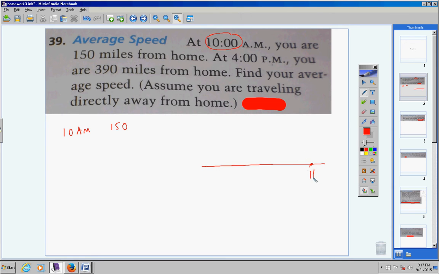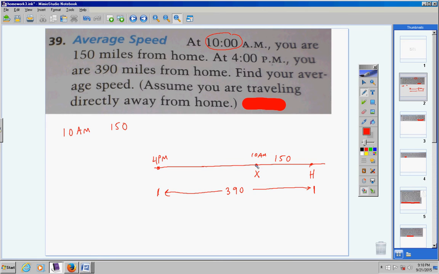Here's your home right here, and you're 150 miles. Here's where you start. You're 150 miles from home. Got it? Now, at 4 p.m., we're going to call this 10 a.m. Okay? At 4 p.m., now watch this, please. You're 390 miles from home, so that means your total distance from right here to right here is 390 miles. Okay? It doesn't mean you've traveled 390 miles. I want to make sure you see that.